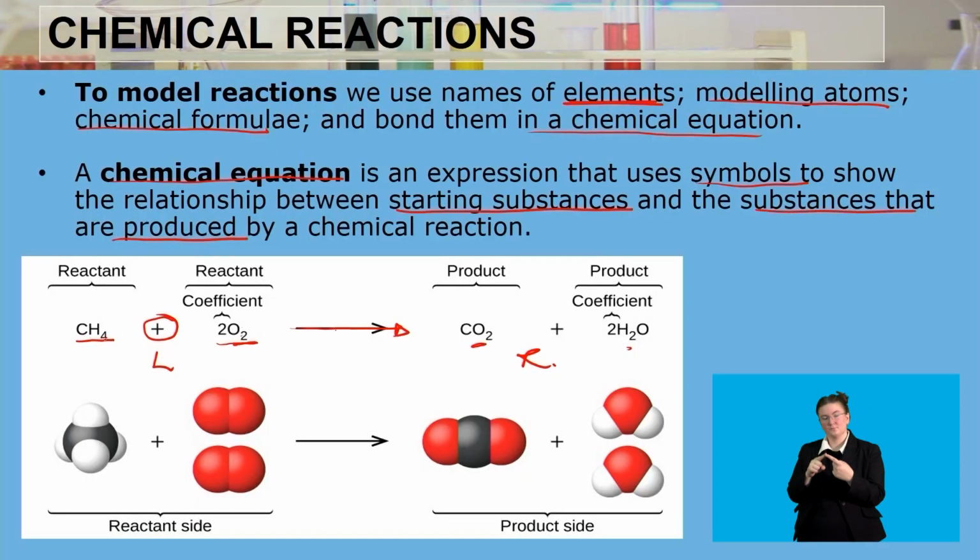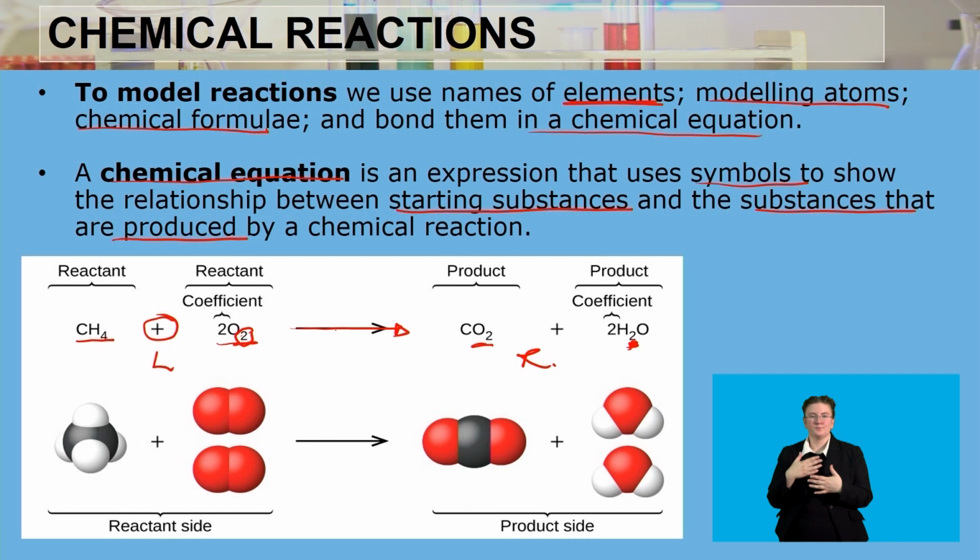We said that on top of these things, we also have the subscripts and the coefficient. The subscripts tell us how many atoms of that substance we have in the chemical compound. So in CH4, the 4 tells us we have 4 hydrogen atoms in a compound of methane. The 2 in O2 tells us that we have 2 oxygen atoms. Then on the right-hand side, the 2 in H2O tells us that in this compound we have 2 hydrogen atoms.